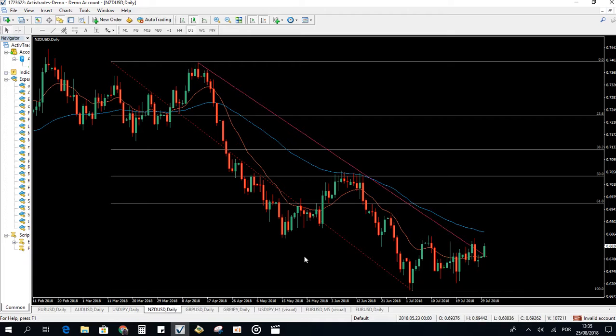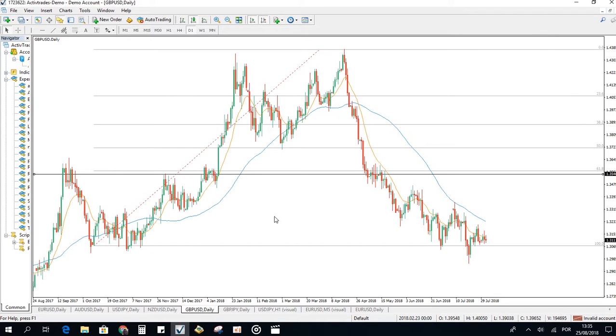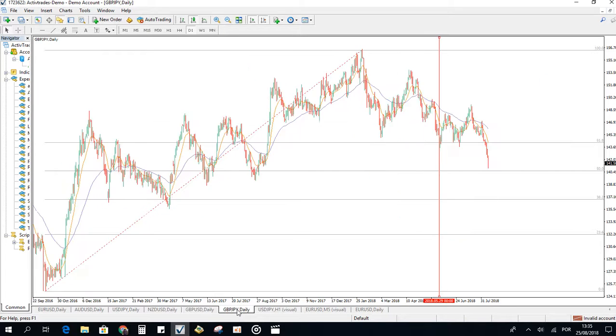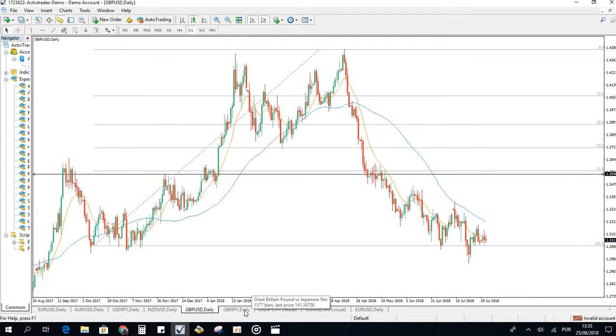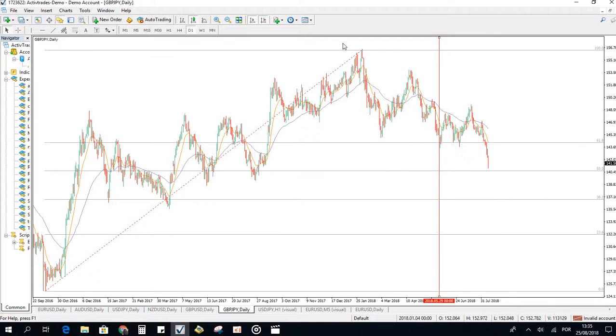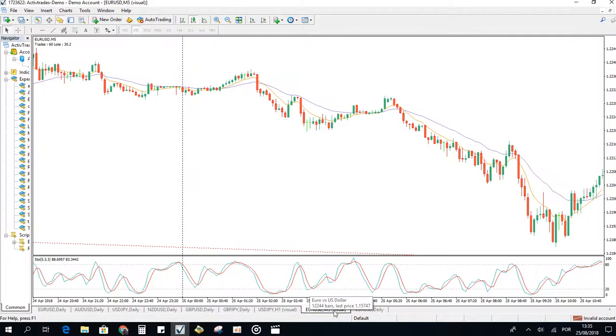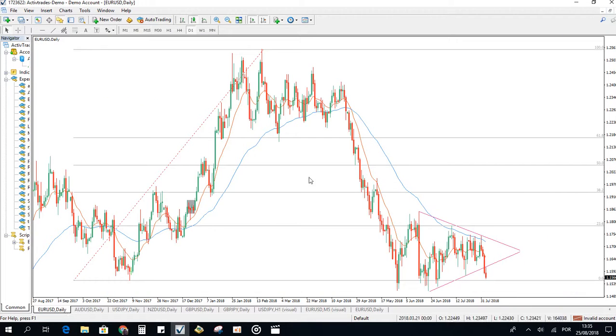This is New Zealand dollar against American dollar. I'm using Fibonacci again. Look how the price respects Fibonacci, the lines of Fibonacci. So there is some kind of magic in the air about that. This is GBP USD, GBP yen again. I use it all the time because it works.